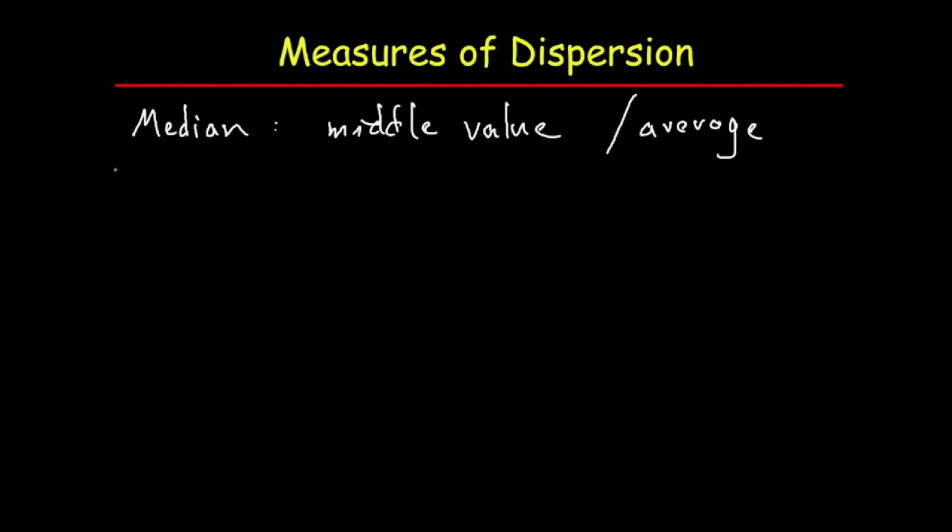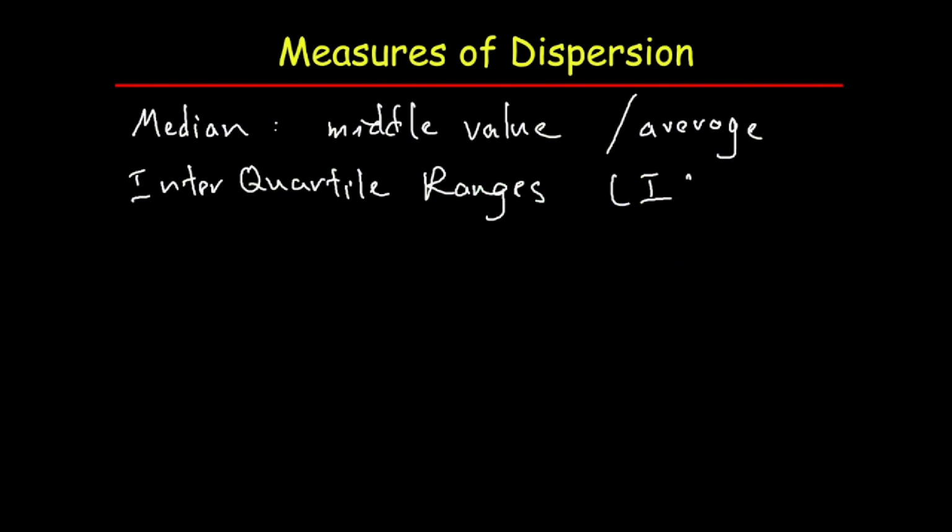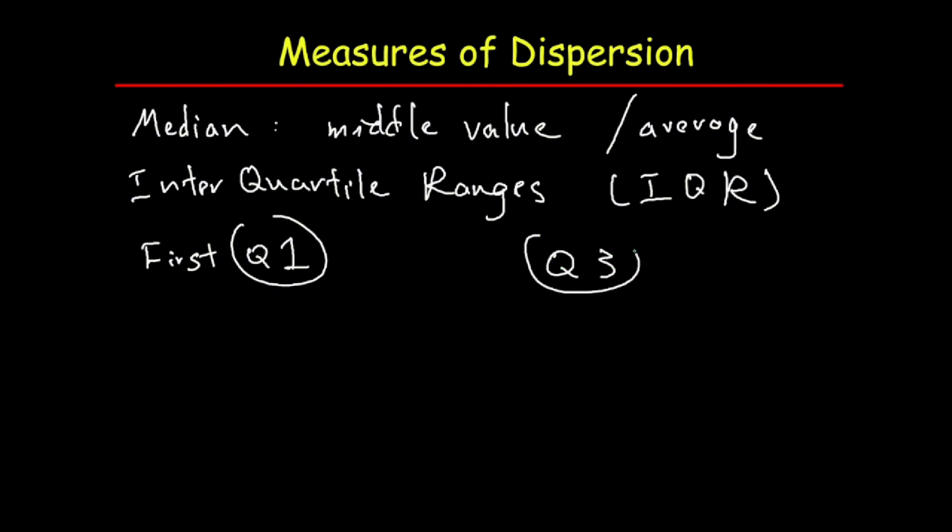Apart from the median, we also have the interquartile range, commonly denoted as the IQR. So this basically, just like the median, divides the data into four sections, so quarters. So we have the first quarter, or basically we write it as Q1 and Q3. And the way you want to find this is pretty similar to the median.